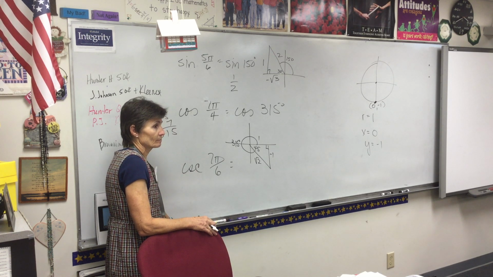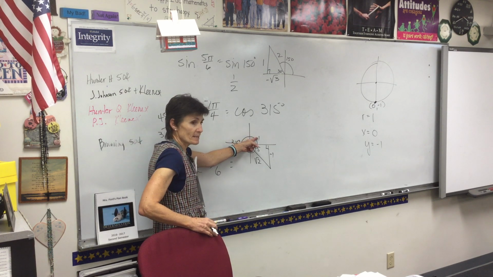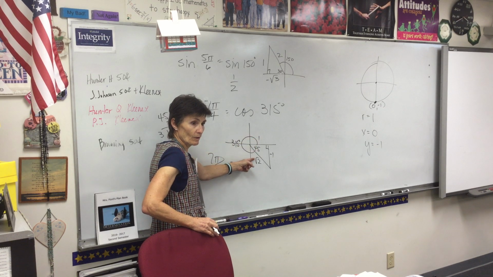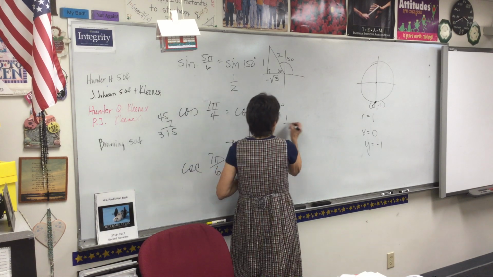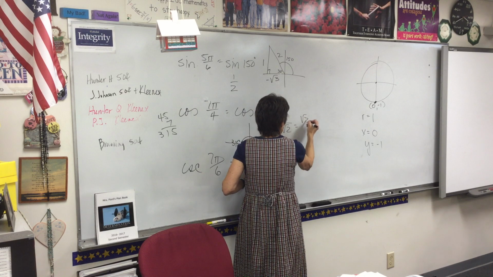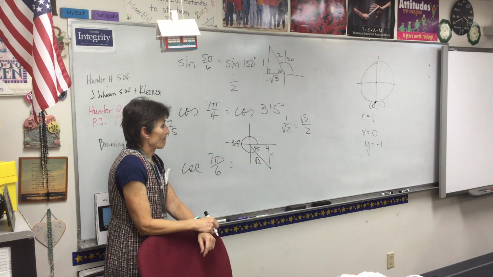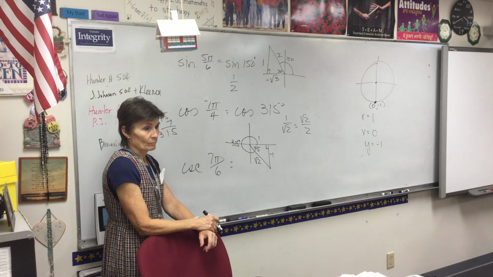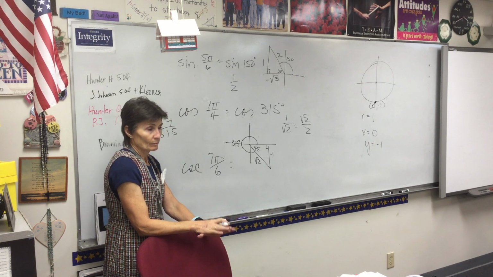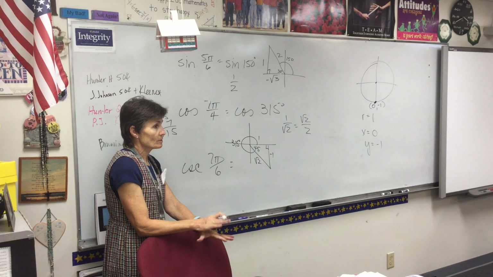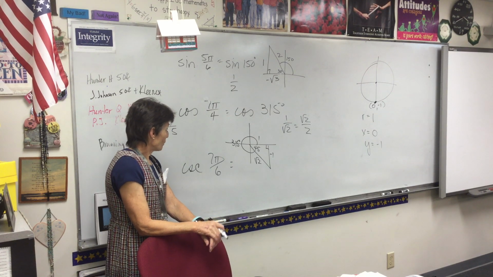Cosine is adjacent over hypotenuse. Root 2 over 2. We all right with that, folks? All right, one more of those.